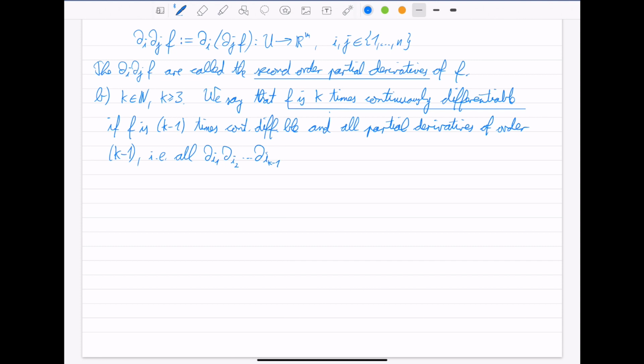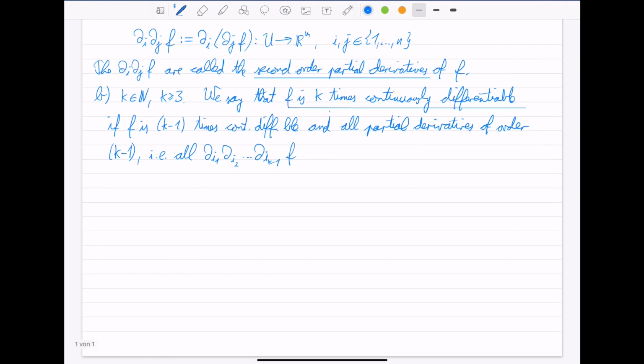So in the first case we just have the partial derivatives of the partial derivatives, and now we iterate this game. So we could just say we assume that the second partial derivatives are again differentiable, and then we take the partial derivatives of them. Then we would have 3 indices, and so on and so on. So we can just iteratively construct these partial derivatives, which are all maps from U to R^m, and here i1 to i_{k-1} in 1 to n, so all possible combinations of k minus 1 partial derivatives.